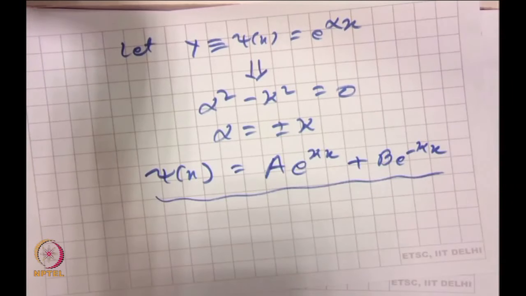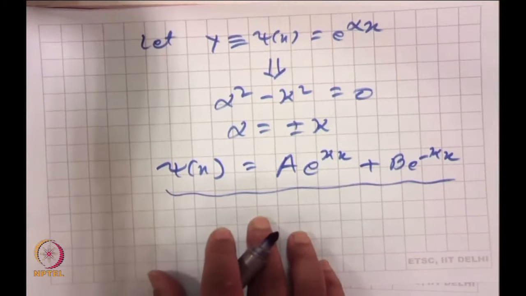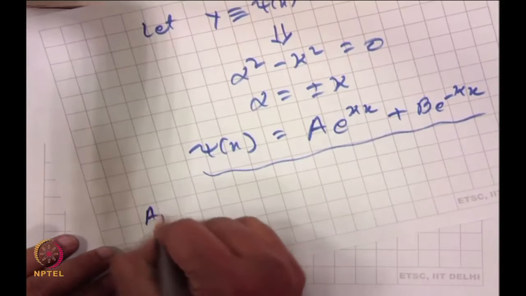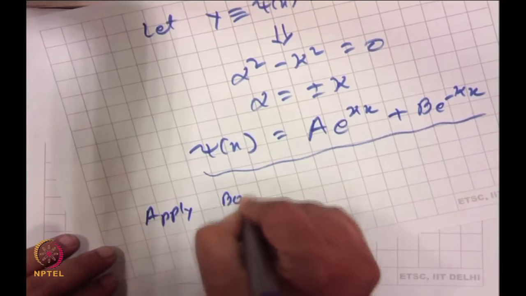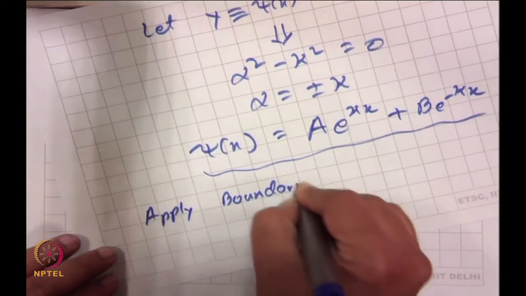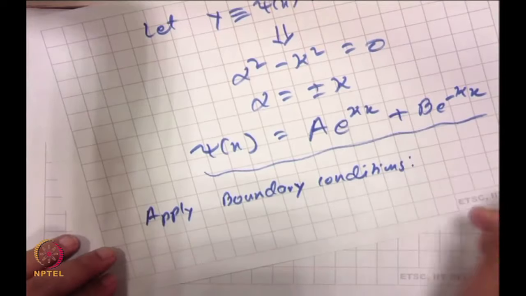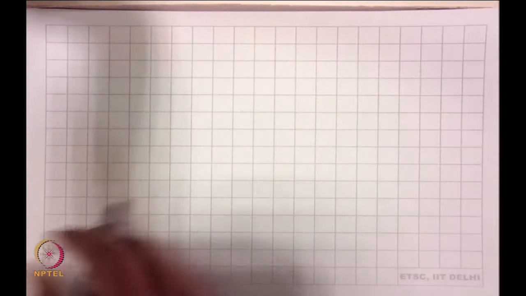Again, the important point is that you are looking at a solution for your electrostatic potential psi of x. Like in quantum mechanics, we start applying what? Boundary conditions. So, let us apply boundary conditions. Once we apply boundary conditions, the stuff we get is this.